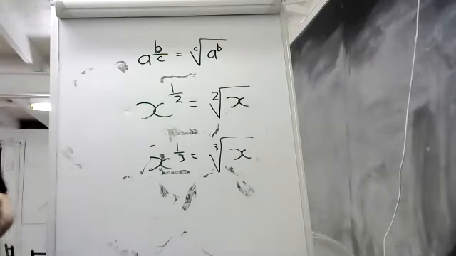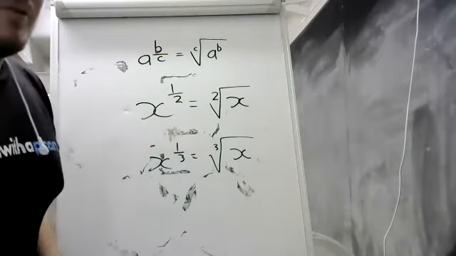Because when we're doing complex calculations, we don't want fractions. We want whole numbers. We don't want any kind of rounding. That's why we do surds, right?